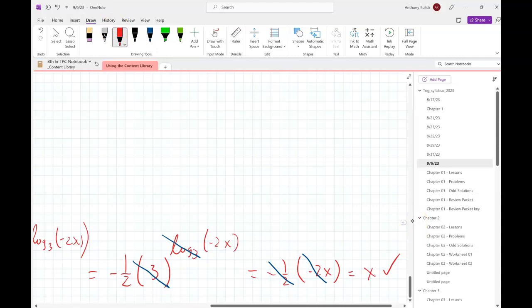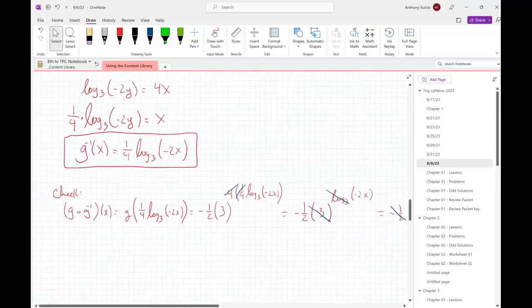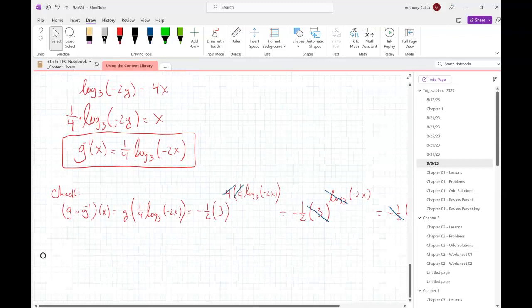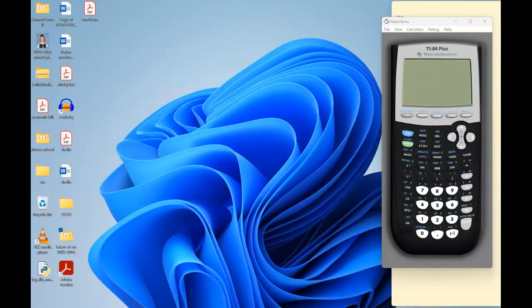I'm going to skip the other half of this in the interest of time, because I have one more example that I still want to look at, and I don't want to burn up all my time doing these composition things that are kind of all the same, just the algebra is a little bit different. All right, last example here.